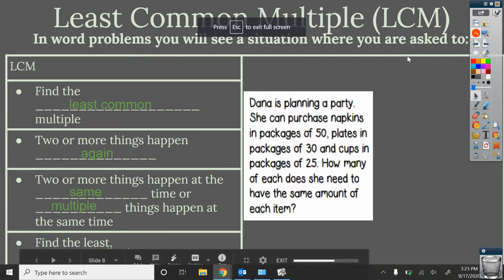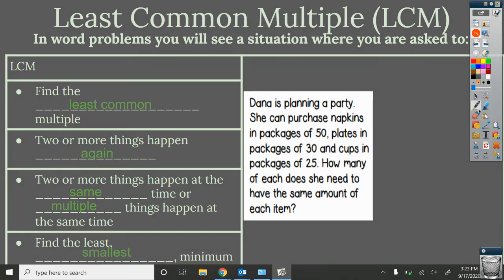It may ask you to find the least common multiple. It may ask you when 2 or more things are going to happen again. It may ask you when multiple things are going to happen at the same time, or it might ask you to find the least, smallest, or minimum. There's one other that needs to be on here, and that is that you need the same amount of multiple things. That's also something that could happen.